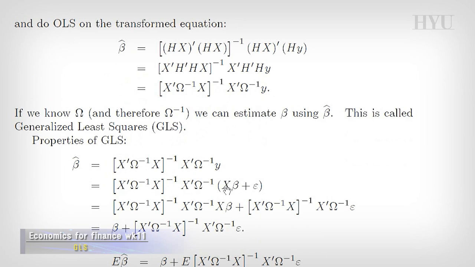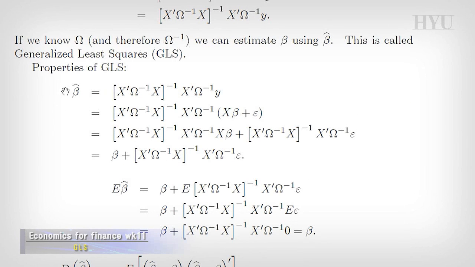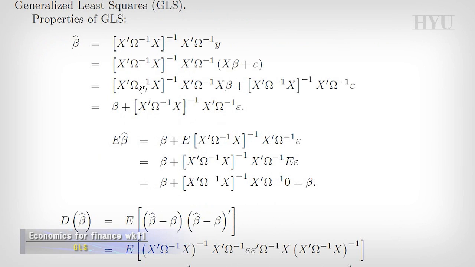About the properties of GLS, beta hat looks like this, and y is simply X beta plus epsilon. We put this in, and this part and this part cancel out, so we have only beta plus this part. If we calculate the expected value of beta hat, this is constant, so we put the expectation inside, and this is 0, so the entire term is 0. So the expected value of beta hat is still beta. Our GLS estimator is still an unbiased estimator.